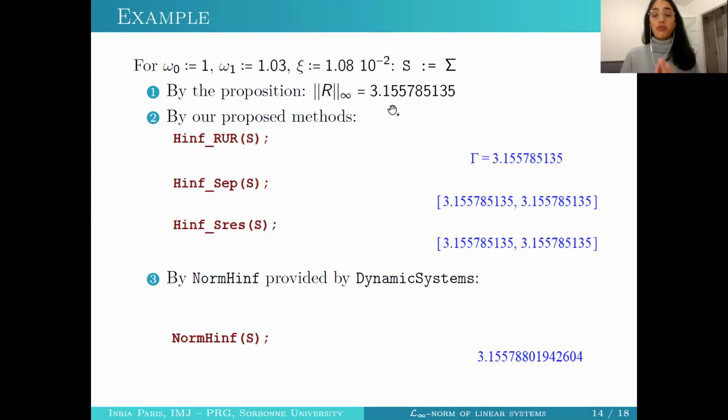Then we apply our proposed method. Here the first is the Ruhr method, the second is the separation method, and the third is the Sturm-Abie method. And as we can see, the three of them return the same value as the value returned by the proposition. However, the function norm H1 provided by the package dynamic systems returned a value that is not exactly the same as the one returned by the proposition or by the proposed method, with a little error on the order of 10 to the minus 6.